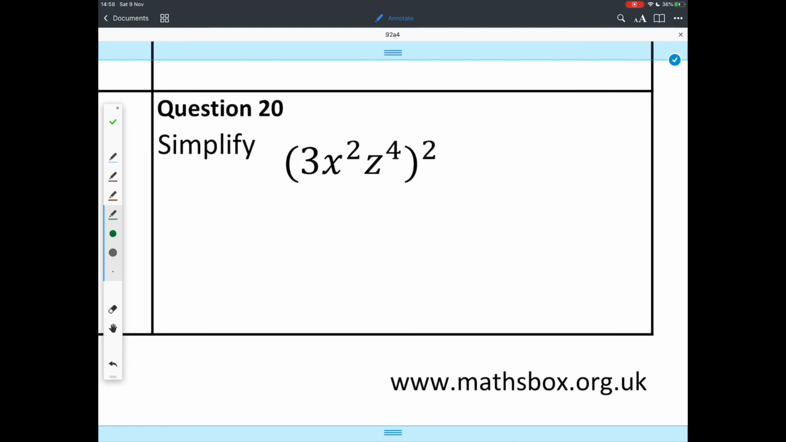Same with this one, but this time I'm squaring. So 3 squared is 9. X squared squared is x to the power of 4. Z to the power of 4 squared, 4 times 2 is 8, so it's going to be z to the power of 8. Okay? And there we have it.